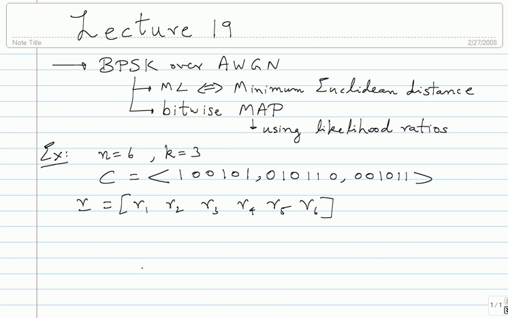You have to start by listing out all the code words and maybe even all the symbol vectors. Or maybe if you can read it off from the code word itself, it's not too bad, but write it down.